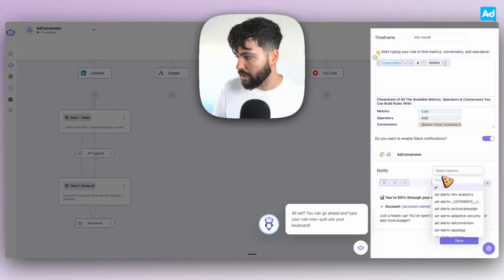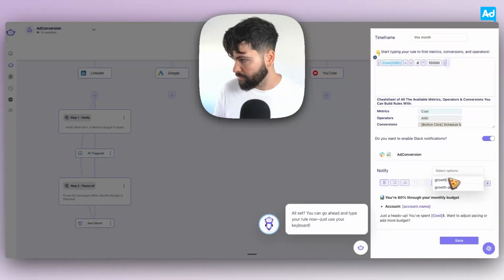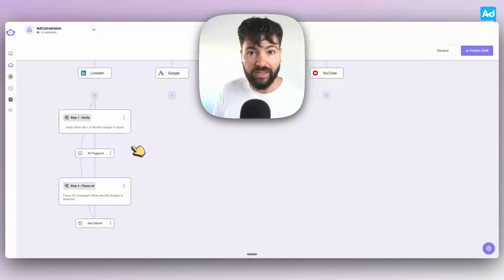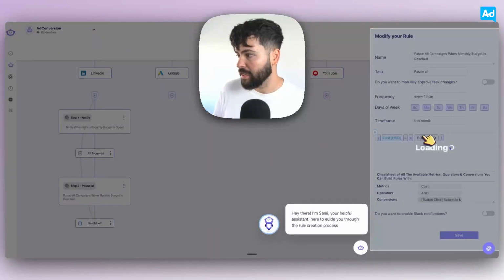So now I can just go ahead and choose my specific Slack channel that I'm interested in. And I can go ahead and save this. And that's it. We're done. Now I'm going to go ahead and modify my second step and I'm going to update my value here.